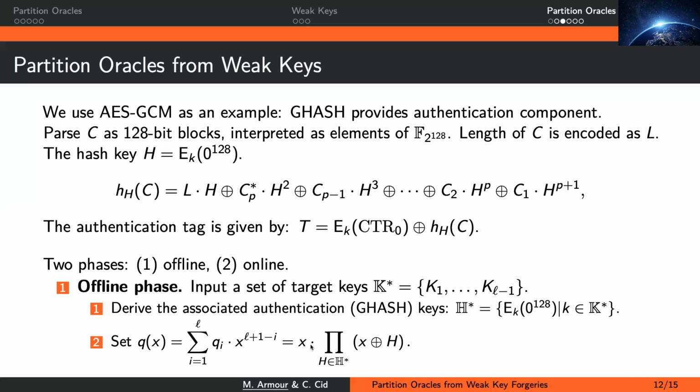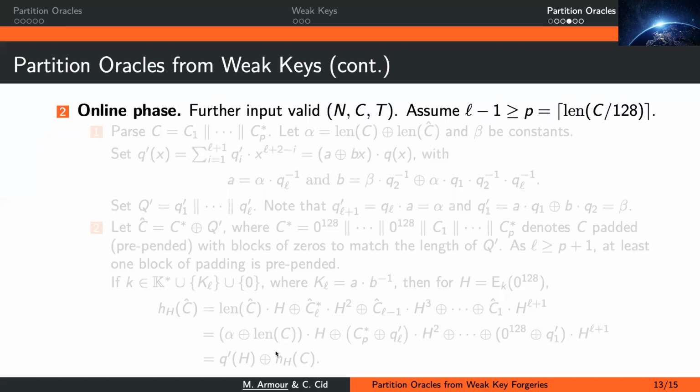Okay, and I'd like to refer to this as a forgery mask. So that's the offline phase, which is pre-prepared. And in the online phase, we now obtain a ciphertext together with a nonce tag. We're going to parse the ciphertext into blocks and let alpha and beta be constants. I'll talk a little bit more about that in a second.